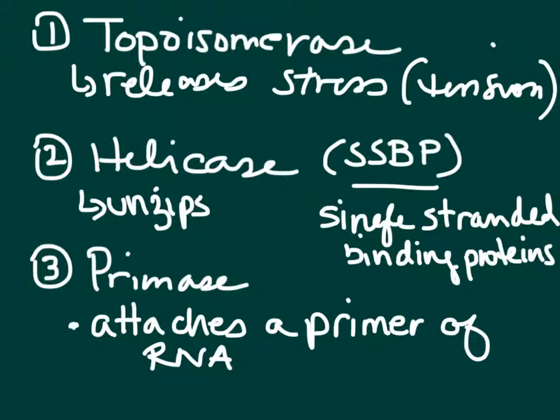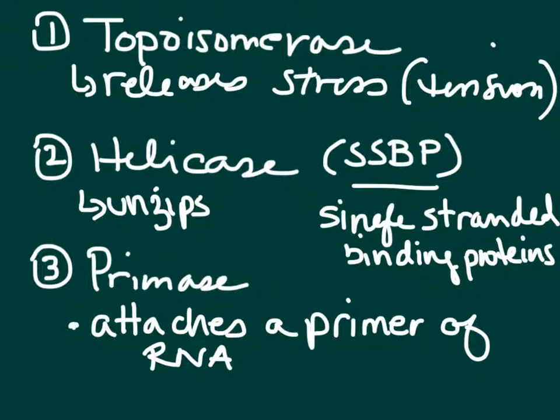When we start replicating these strands, the new nucleotides in the new strand have to have something to attach to. So they attach to a primer. But the primer doesn't come out of nowhere. It doesn't just magically appear because it's needed. It's attached by this enzyme, primase.